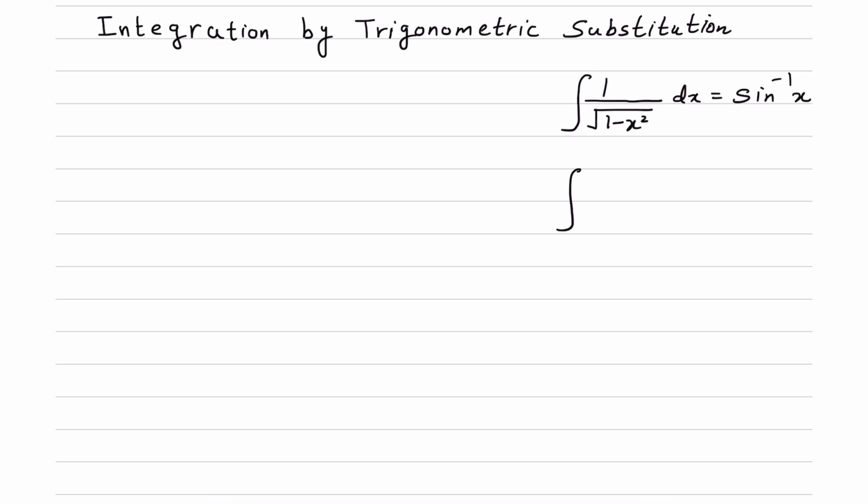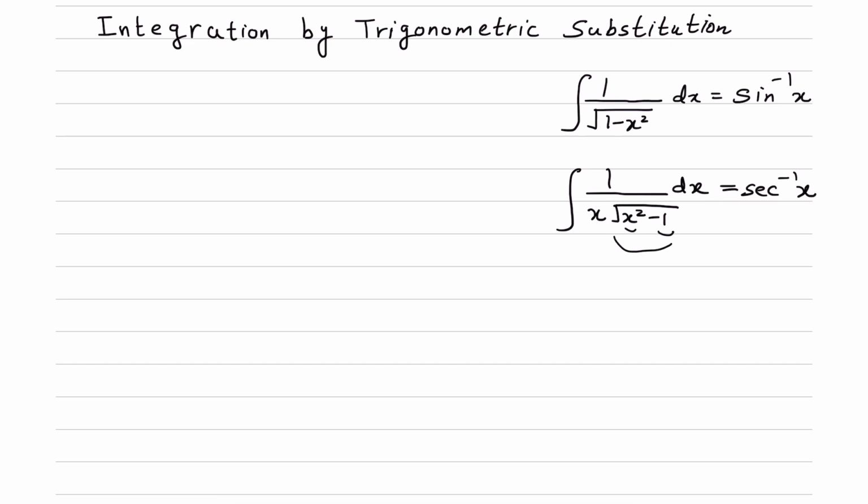Another formula is if you have the integral of 1 over x square root of x squared minus 1 dx, this is equal to secant inverse x. What you have to remember is if an integral involves a square root term such that inside the square root you have the variable squared first and then the constant.